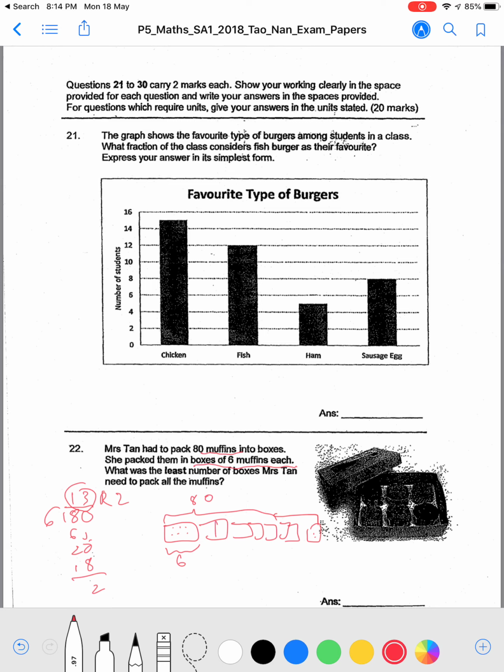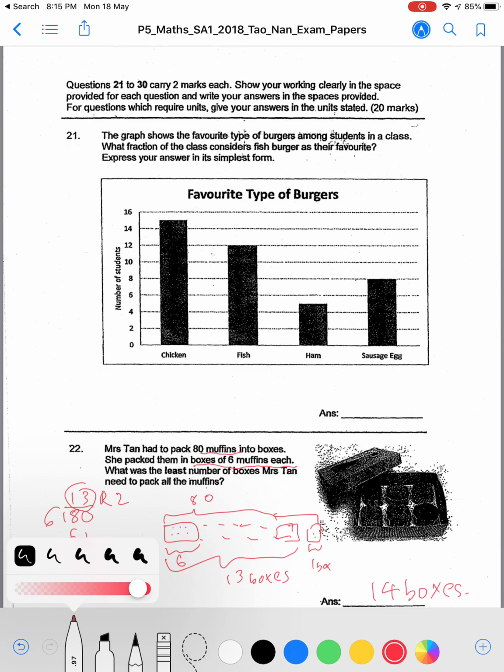You will have 13 boxes of 6, but the last box you will have 2. So we will have a total of 13 boxes. Okay, so the model will be somehow like that, because we do not know how many boxes there are. So 13 boxes, and there will be one more box, so total there's 14 boxes. Okay, can? So next, we'll go on to the next question.